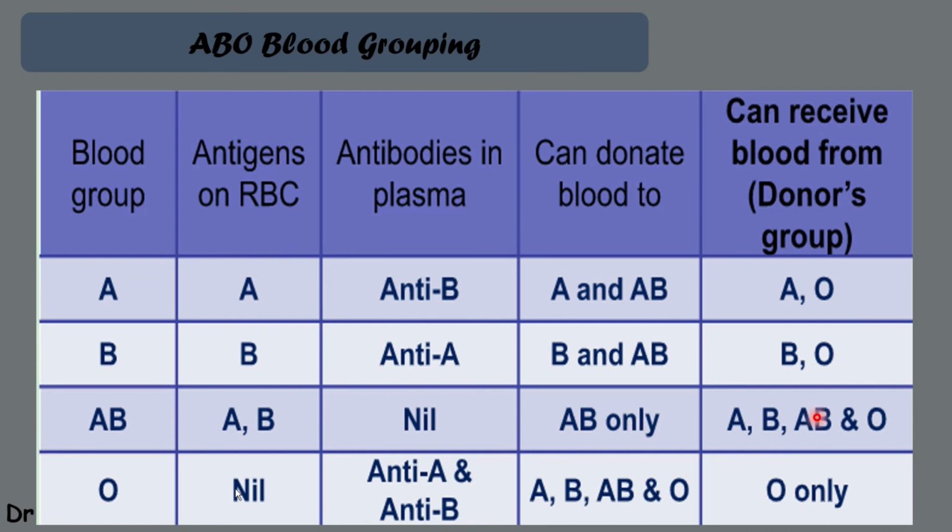And here AB blood group is able to receive blood from all, so it is considered a universal acceptor. In my next video, I will also correlate the ABO blood grouping with RH grouping.